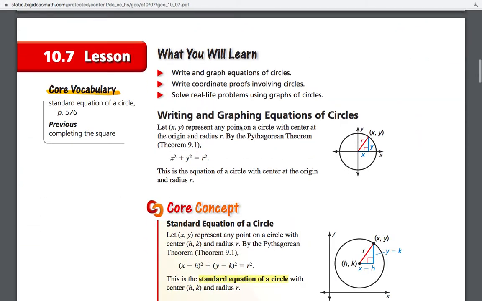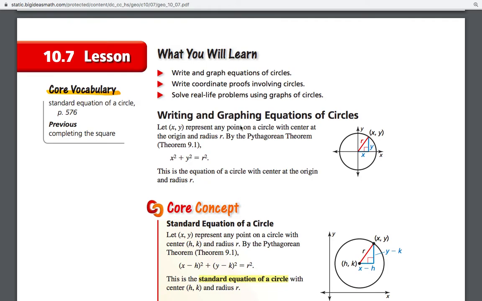All right, guys, looking at 10.7 here. 10.7, our last section of chapter 10, talks about circles in the coordinate plane. So we've dealt a lot with circles. We've done everything with circles so far. We haven't really dealt with them in terms of graphing or equations of, and that's what this is about.